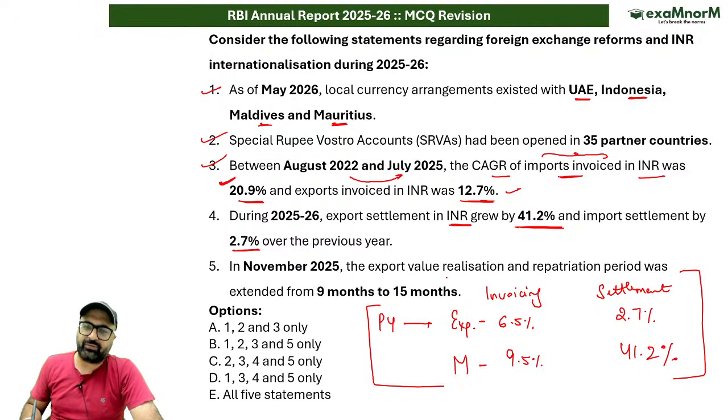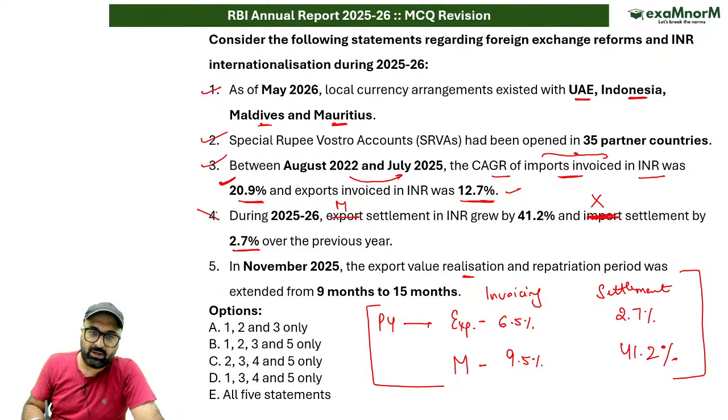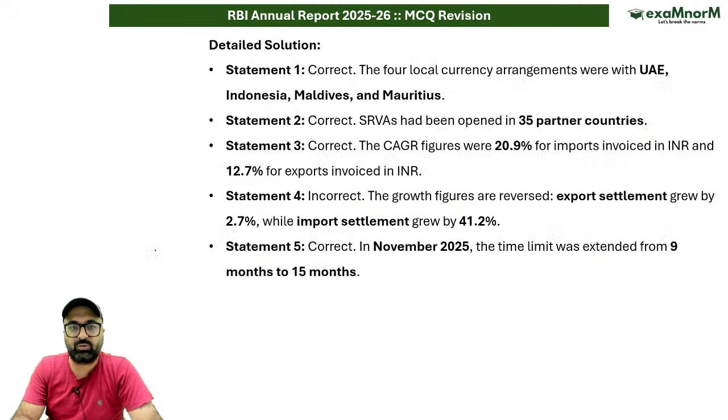Next is in November 2025, export value. So export settlement in INR grew by 41.2%. नहीं sir, this is for imports. This is for imports, and import settlement and export settlement by 2.7%. तो ये उल्टा है, so this point is wrong. In November 2025, export value realization and repatriation now increased from 9 to 15 months. This is correct. So answer to this particular question would be B option. That is the correct answer. ठीक है जी, clear हो गया point? I guess it's clear. Moving on to the next point.